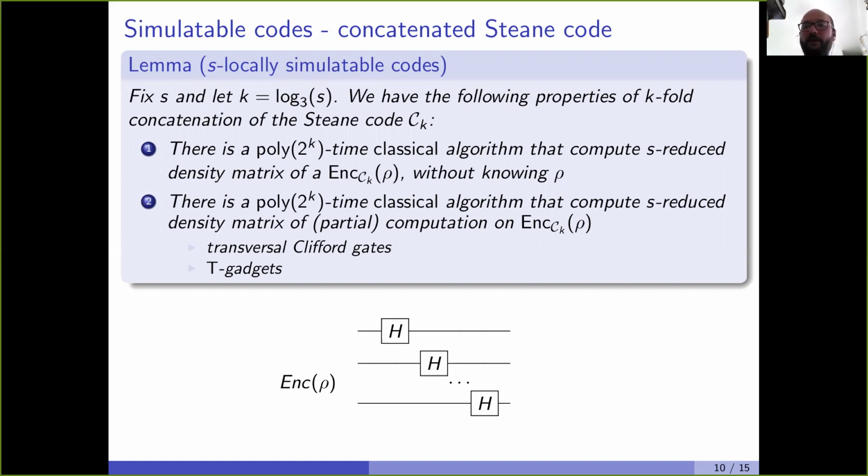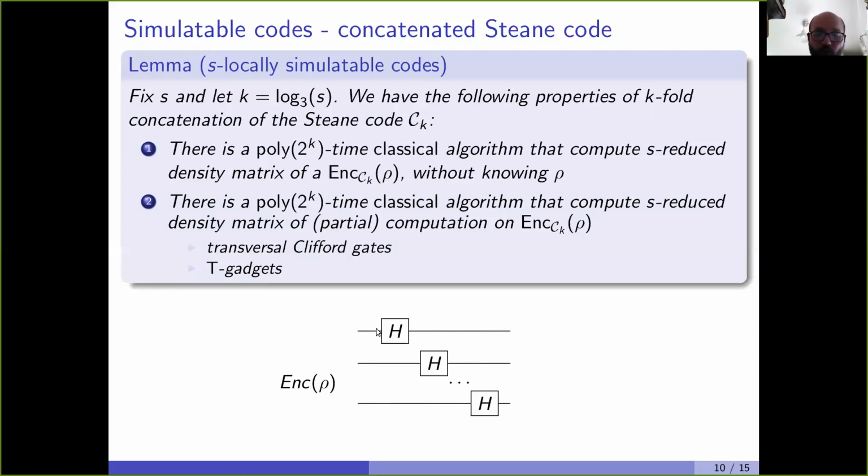The second property that we have from these concatenated Steane codes is that we not only can compute the reduced density matrices of encoded states, but we can also compute reduced density matrices of computations on the concatenated Steane code. As we know, using techniques from fault-tolerant quantum computation, one can compute on encoded data in 2 forms. First, using transversal gates. For instance, with the concatenated Steane codes, if you want to apply a Clifford gate, we can just apply it transversally, meaning applying it on each physical qubit independently. But this is not universal for quantum computation, and to do universal quantum computation, we need extra resources. These extra resources are the T gadgets that receive a T magic state, and then you only do Clifford computation on that.